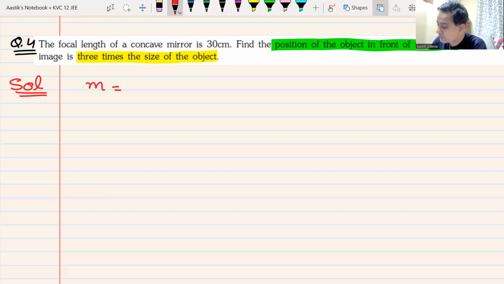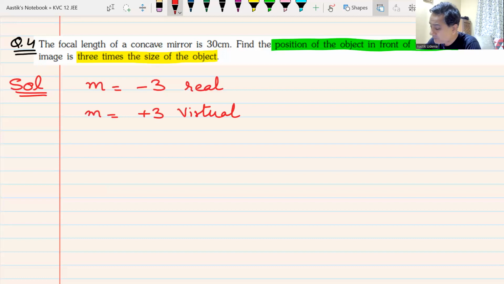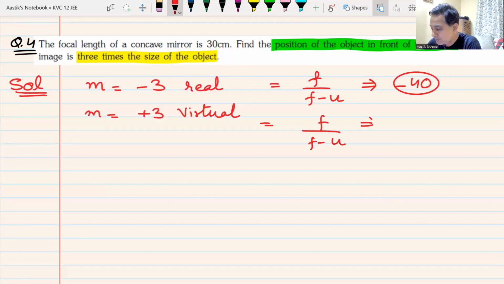One magnification will be minus 3. That will be for real image. One magnification will be plus 3. That would be for virtual image. And then you can straight away put the formula f upon f minus u. In one case, you are going to get, I think, minus 40. And in the second case, you are going to get minus 20. And that is why there are 2 answers of this question.